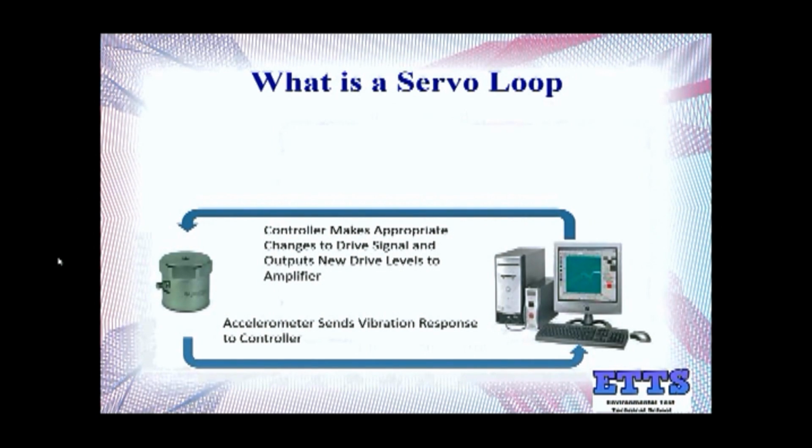What is a servo loop system? A servo loop system is a feedback system. You have a controller which sends an output drive signal to your shaker. You have an accelerometer which senses the signal that is generated by the vibration test system and outputs a signal which is fed back to the vibration test controller.